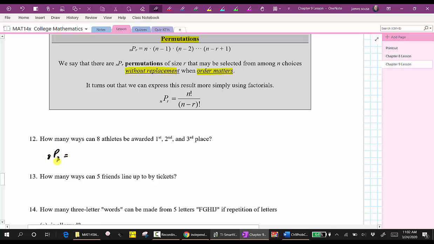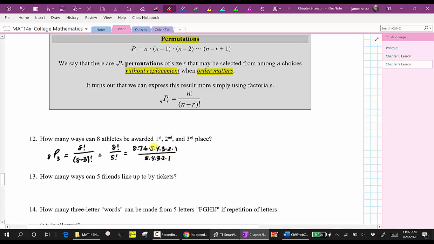Notice n is equal to 8, r is equal to 3, which gives us 8 factorial divided by n minus r factorial, which is 8 minus 3 factorial, which is equal to 8 factorial divided by 5 factorial. Simplifying, we have 8 times 7 times 6 times 5 times 4 times 3 times 2 times 1, all divided by 5 factorial, which is 5 times 4 times 3 times 2 times 1.